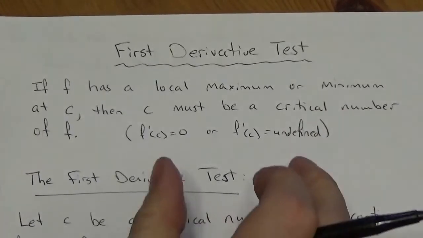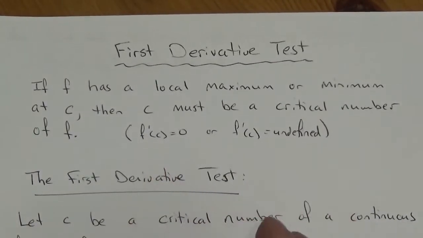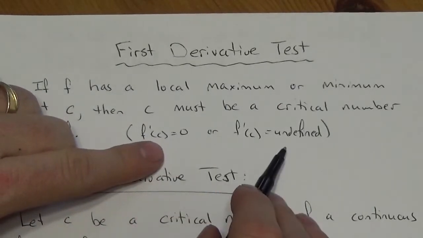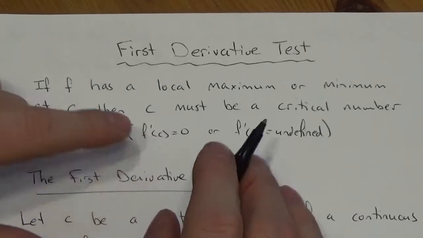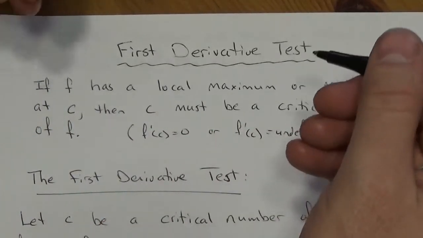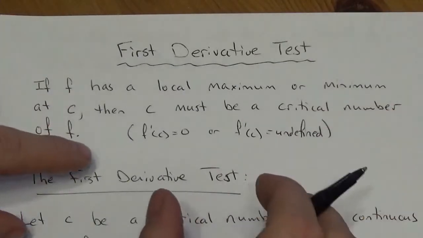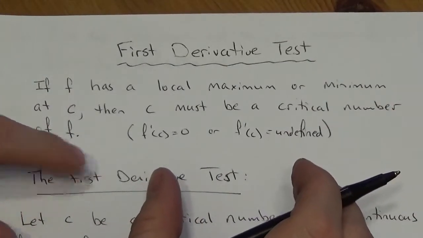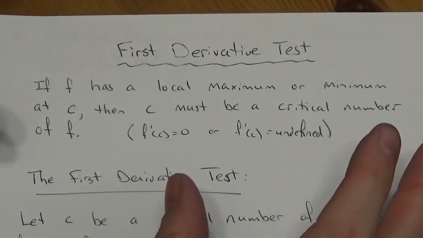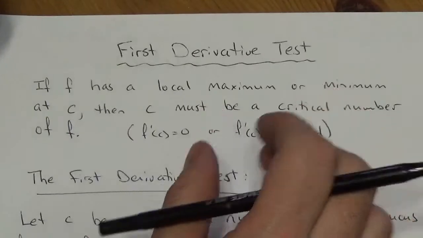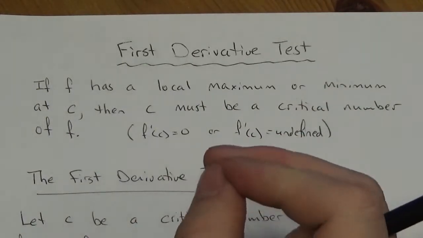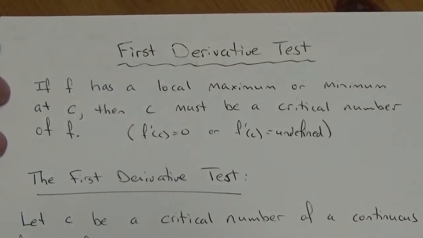Now, that does not mean that just because f prime at c is equal to 0 or f prime at c is undefined, just because c is a critical number, we've got a maximum or a minimum there. But if we've got a maximum or a minimum, it must be at a critical number. Okay? So the relationship isn't necessarily two-way. So just be aware of that. So if you've got a max or a min, then you're definitely looking at a critical number, but just because you've got a critical number does not mean that what you're looking at is a maximum or a minimum.